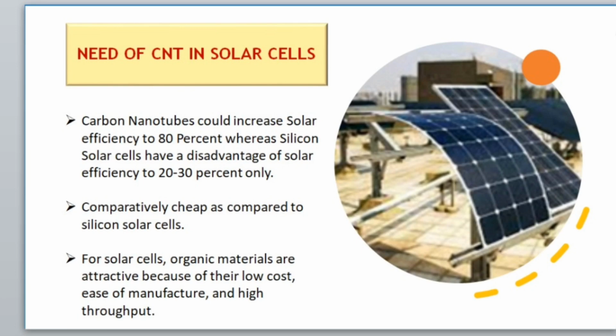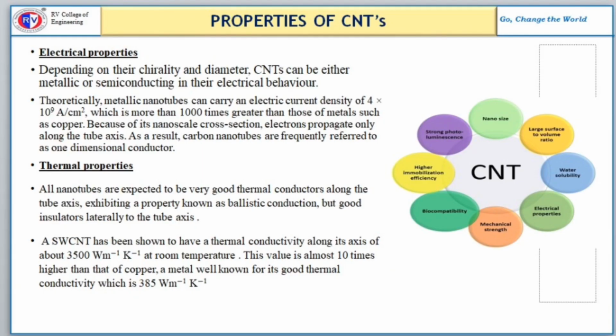Now moving to the properties of carbon nanotubes. Basically they are divided into two major categories: electrical properties and thermal properties. Depending on their chirality and diameter, CNTs can be either metallic or semiconducting in their electrical behavior. Theoretically, metallic nanotubes can carry an electrical current density of 4 times 10 to the power of 9 amperes per centimeter squared, which is more than 1000 times greater than that of metals such as copper.